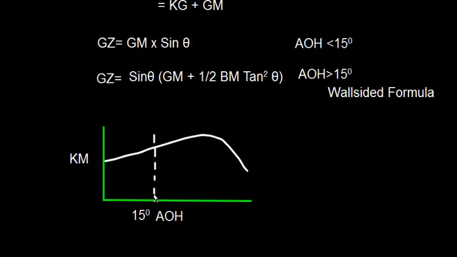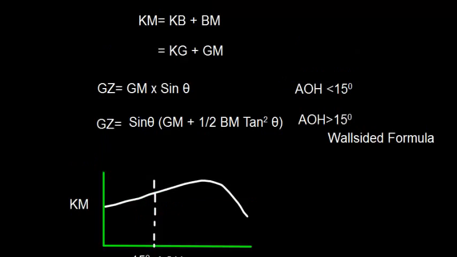However, up to 15 degrees the increase is very small, and we can consider Km as constant for small angles of heel up to 15 degrees. Km increases with angle of heel and goes to the maximum value, and thereafter it reduces.